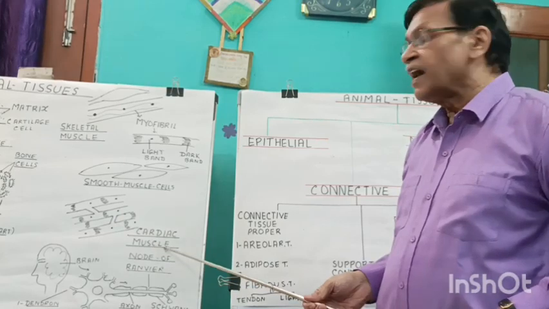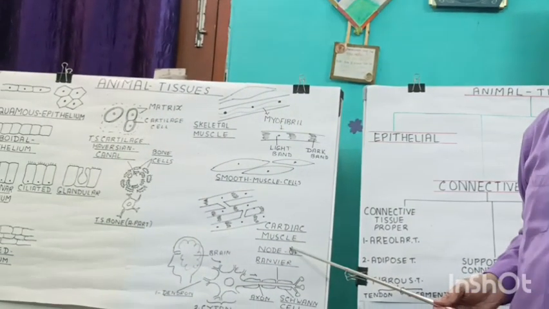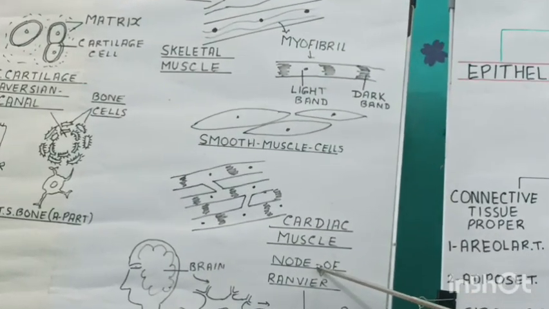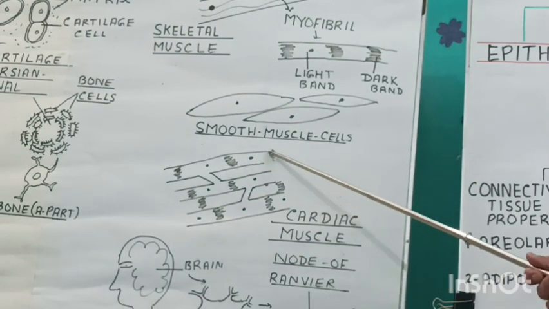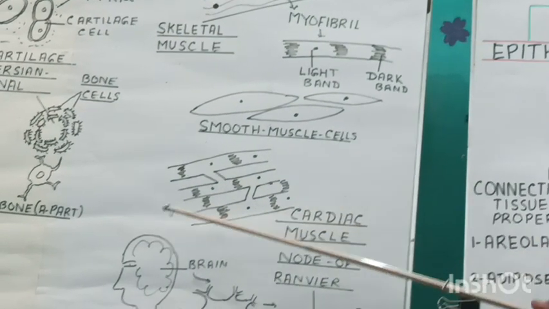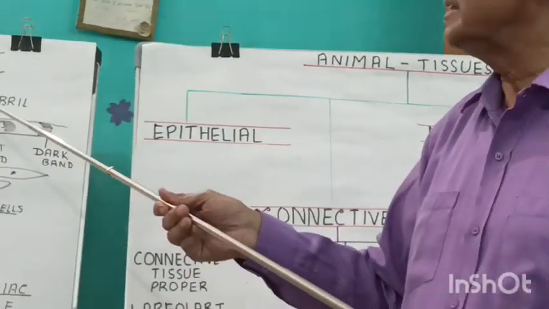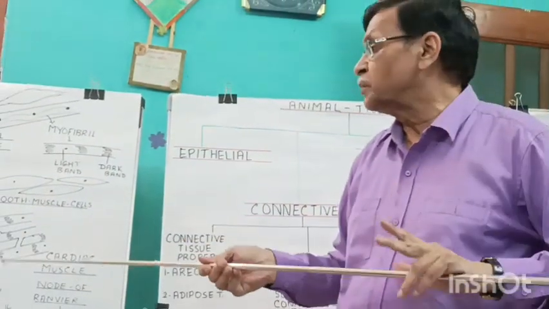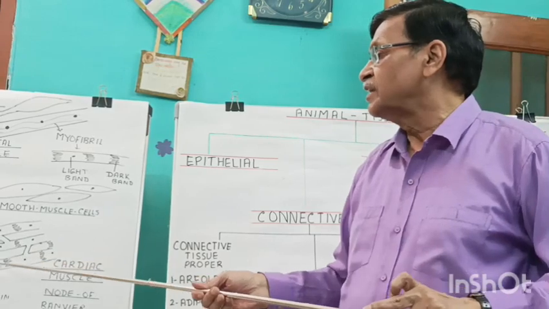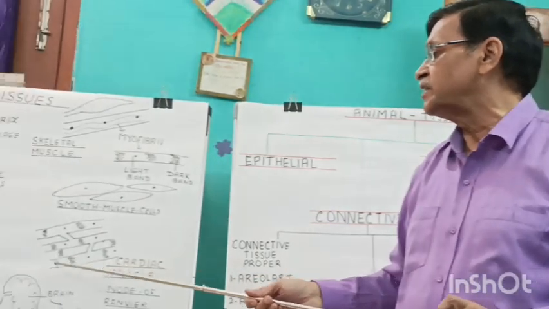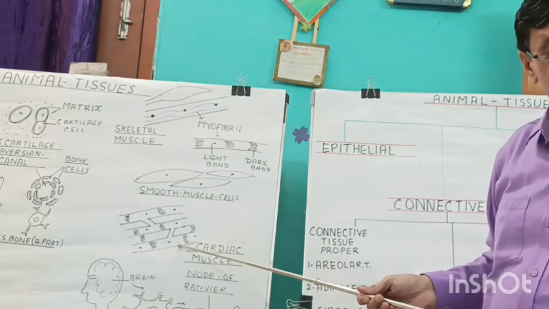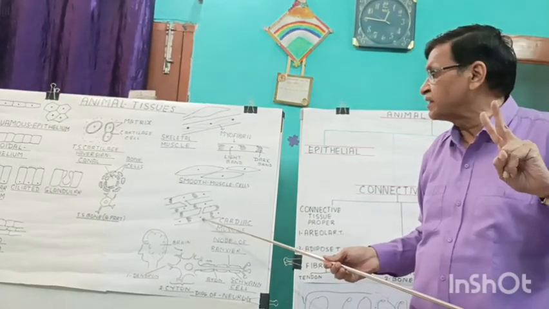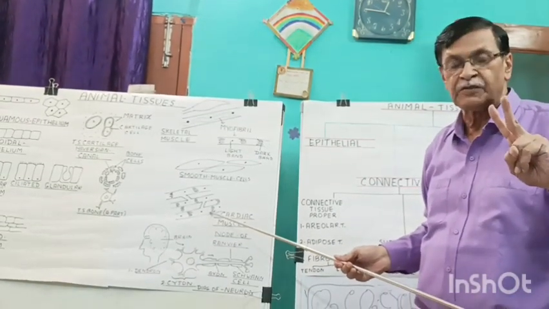Now there are cardiac muscles. Cardiac muscles are found only in the wall of the heart. They are also elongated fiber-like cells, but they are branched. Skeletal muscles were not branched, but the cardiac muscles are branched. They are different cells separated from each other by a specific type of membrane, which is called intercalated disc.